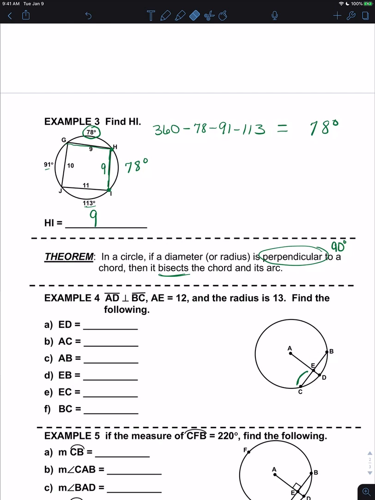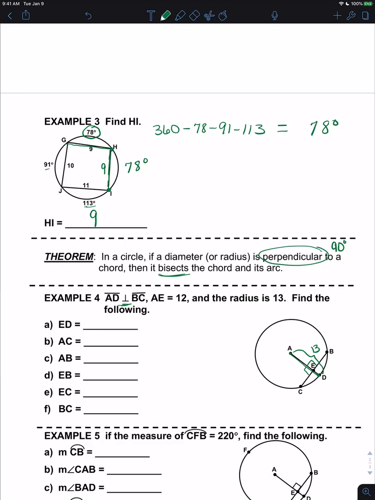Okay, remember there's some of those terms that we learned at the beginning of the semester. All right, so in example 4, it's telling us that this A to D, which is a radius, is perpendicular, that's what that sign means, remember, to BC. So we know that these are all going to create 90-degree angles here, okay? And the radius is 13. Well, my radius is from A to D, so we're going to go ahead and mark that as 13.